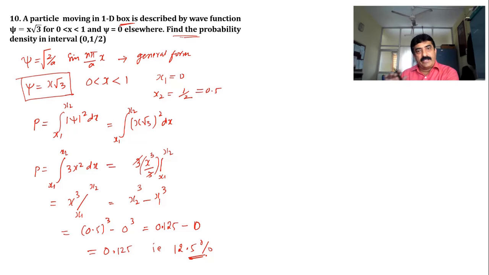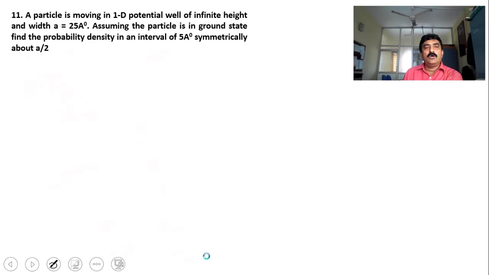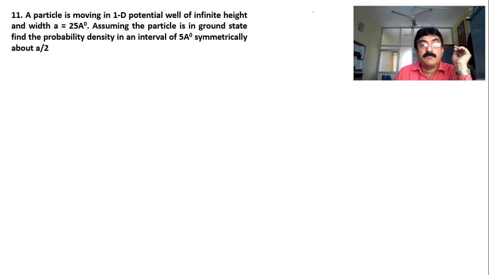Okay, so anyway I will do it here. Meanwhile you also try on your own. The question is like this. A particle is moving in a one dimensional potential well. Width is 25 angstrom. See, whenever you see a problem, better you write the data. Assuming the particle is in the ground state, that is n is equal to 1.